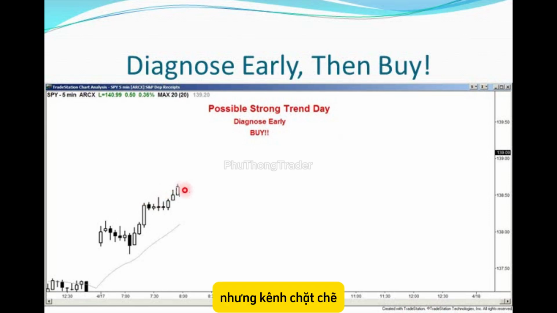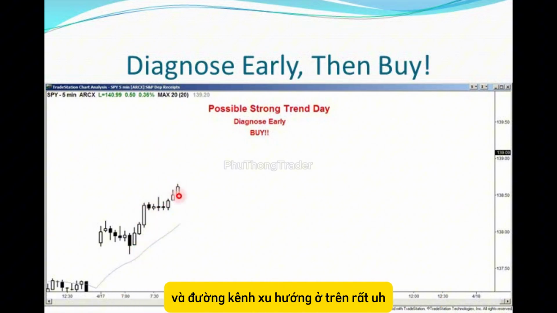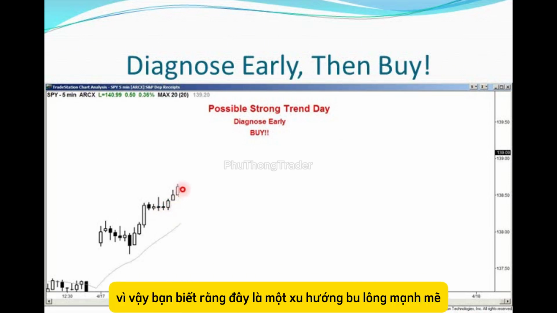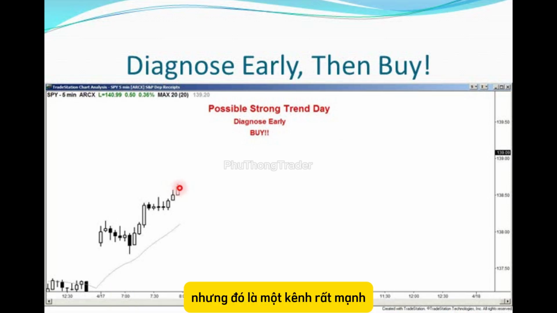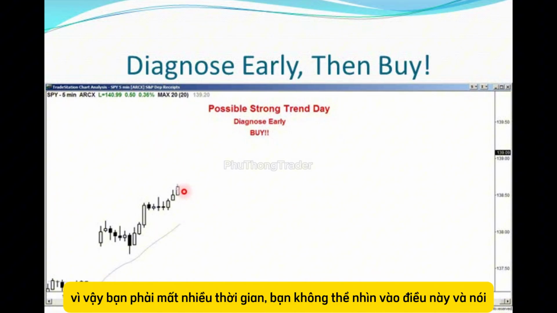But the channel is tight. The distance between the trend line below and the trend channel line above is very small. And the pullbacks are very, very small. It's not even pulling back. So you know that this is a strong bull trend. Well, it's actually a weak bull trend because it's a channel, but it's a very strong channel, and it probably is a spike on a higher time frame chart. So you have to get long.